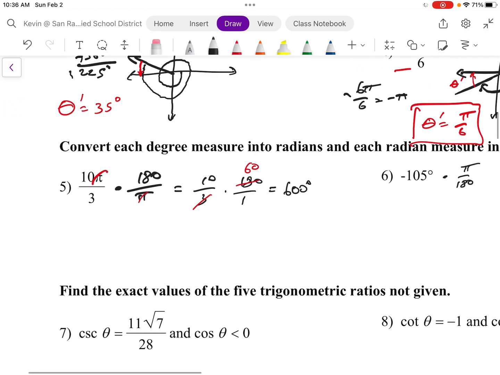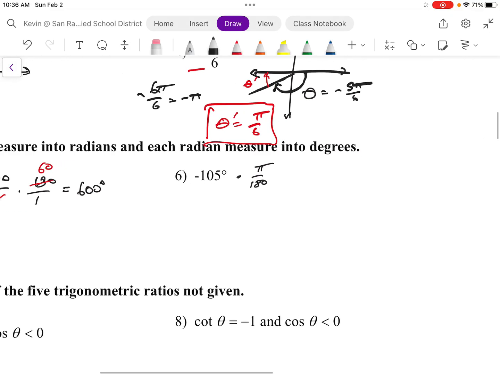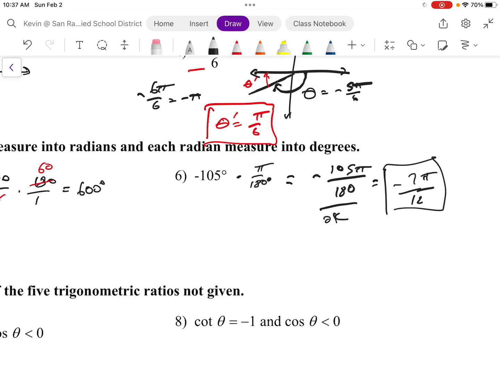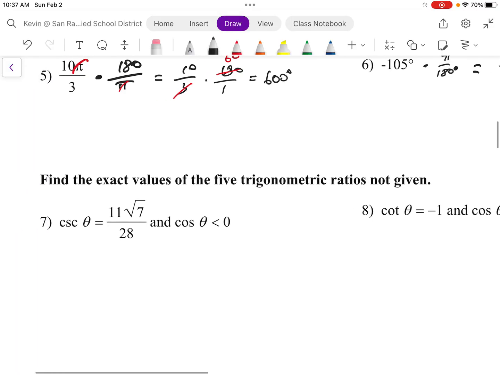Okay, and then over here, we're going to go this times pi over 180. So again, when we're changing it from radians into degrees, we go 180 over pi. We're changing it from degrees into radians, we do that. And this is going to equal negative 105 pi over 180, because the degrees kind of cancel out. Okay. You could leave it like that if you want, or you can reduce it down here.